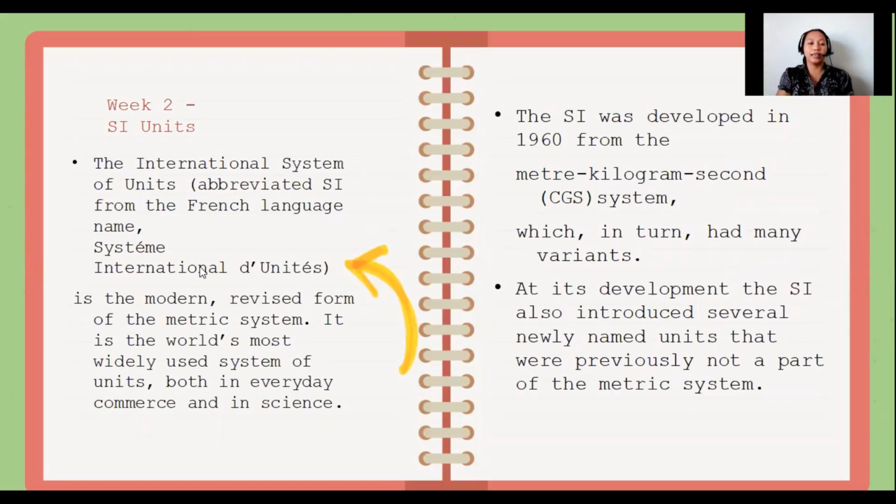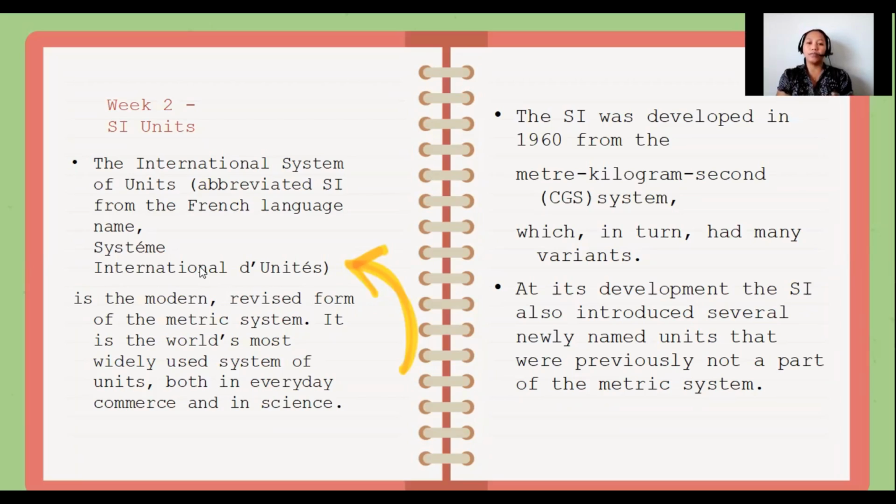Okay, so we have the SI units, or the International Standard Unit of measurement. The International System of Units, abbreviated SI from the French Système International d'Unités, is the modern revised form of the metric system. It is the world's most widely used system of units, both in everyday commerce and in science.